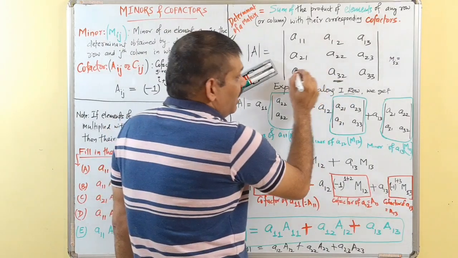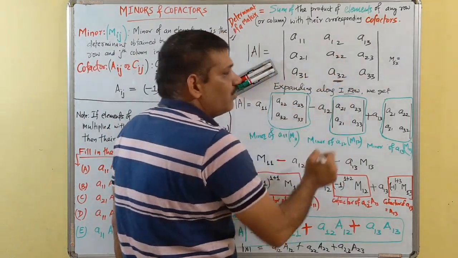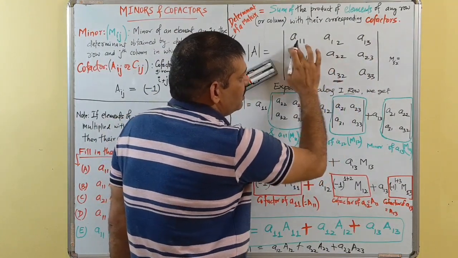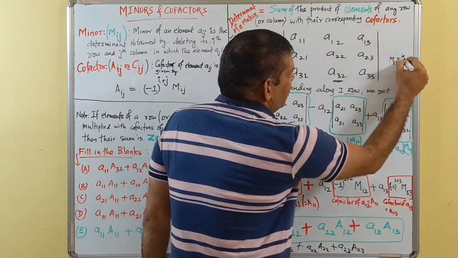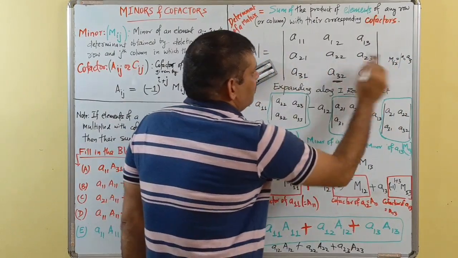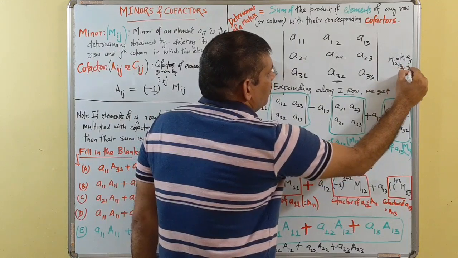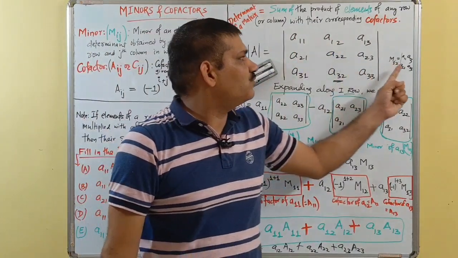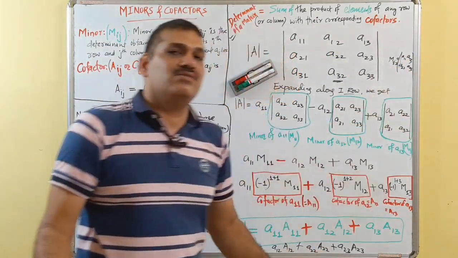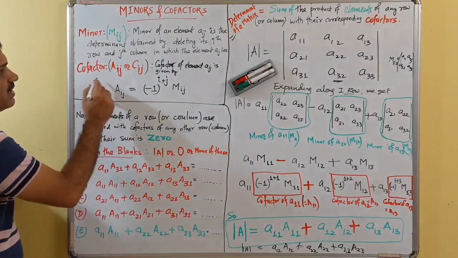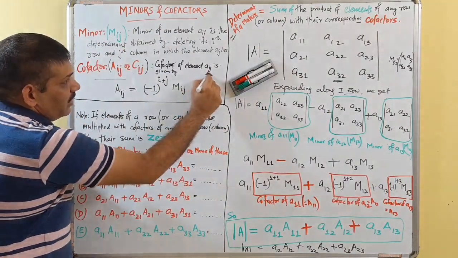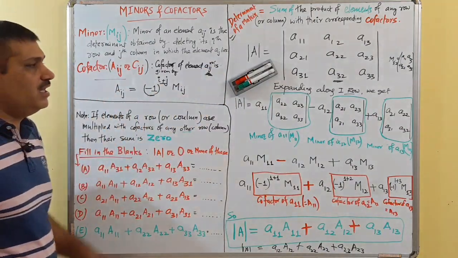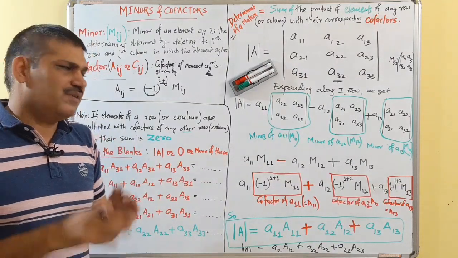How will it be done? I'll delete the third row and the second column, and the remaining determinant, with entries A11, A13, A21, A23, is known as the minor. And if I multiply the minor of Aij by minus 1 raised to the power i plus j, then it is its cofactor. It is a very simple term.